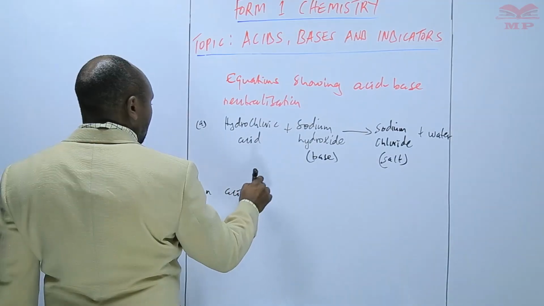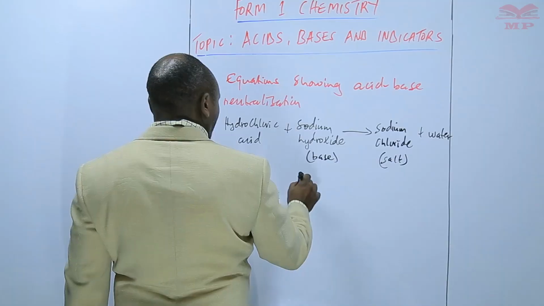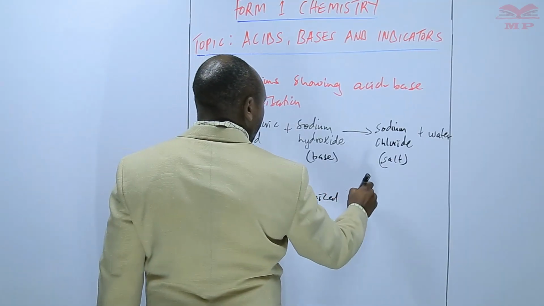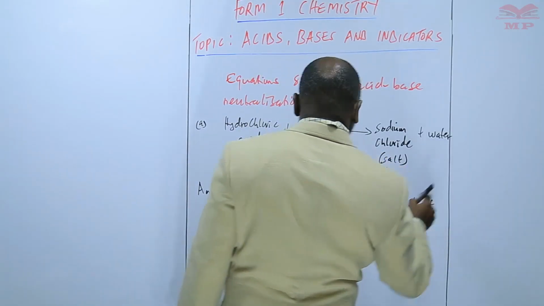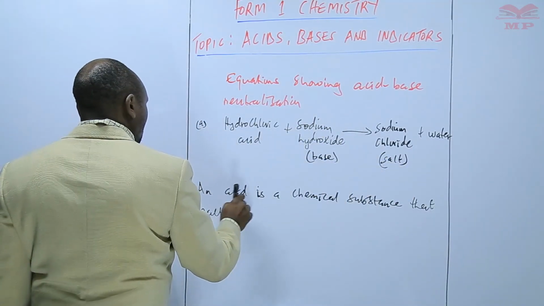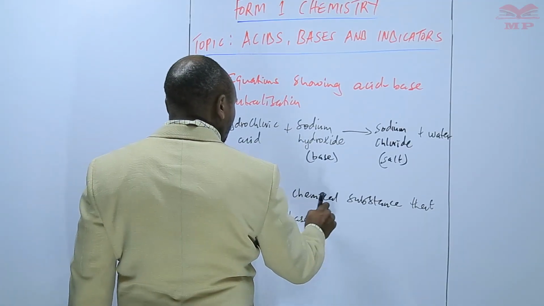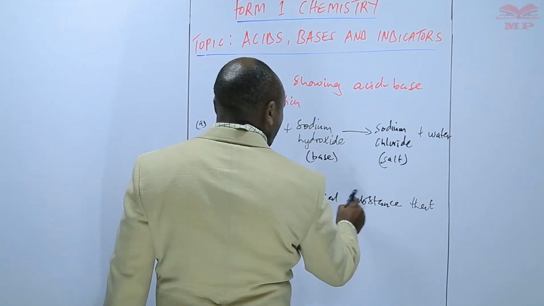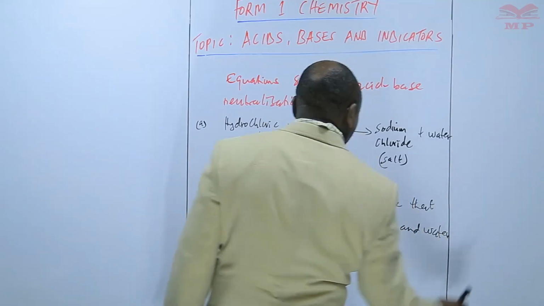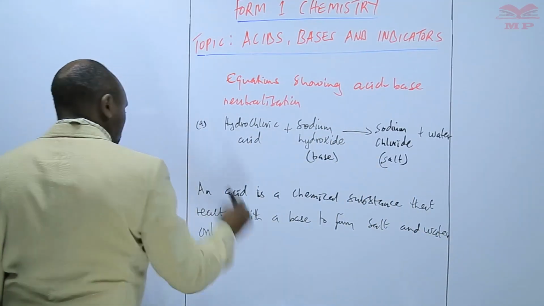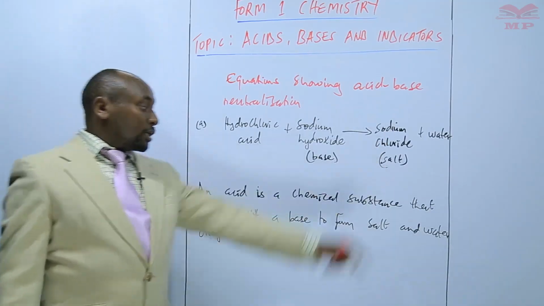So we can say that an acid is a chemical substance that reacts with a base to form salt and water only. So an acid is a chemical substance that reacts with a base to form a salt and water only.